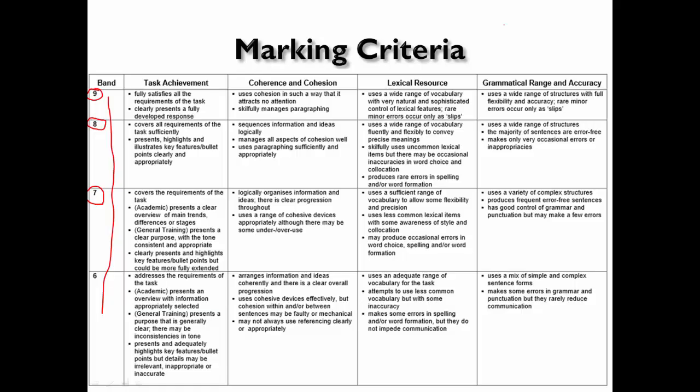But luckily you've bought this course. I'm going to break everything down into simple, easy to understand language for you. So what I'm going to do is I'm going to show you a list of do's and a list of don'ts for each of the 4 criteria. And if you do those things and you don't do the other things, you will get a band 7, a band 8, or a band 9.